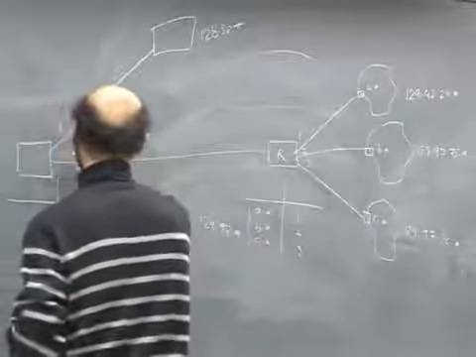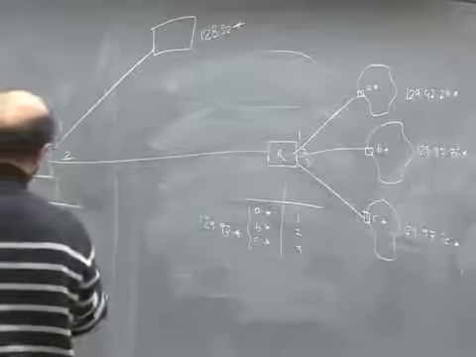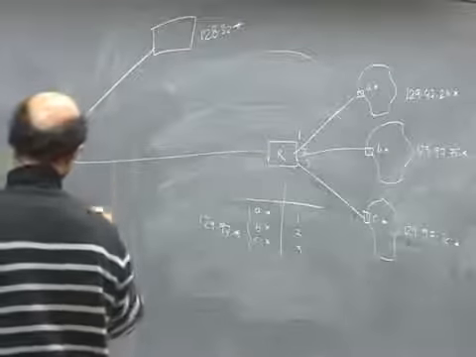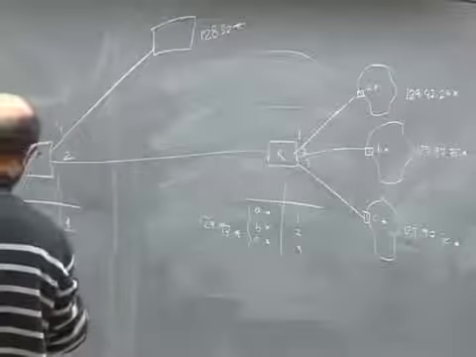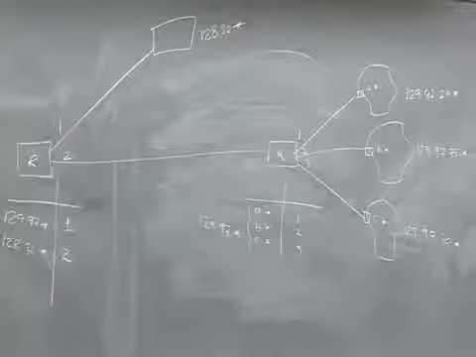This one has one router here, another router here. This router's table says 129.97 star, send it to port 1. If it's 128.32 star, send it to 2. That's the table at this router.